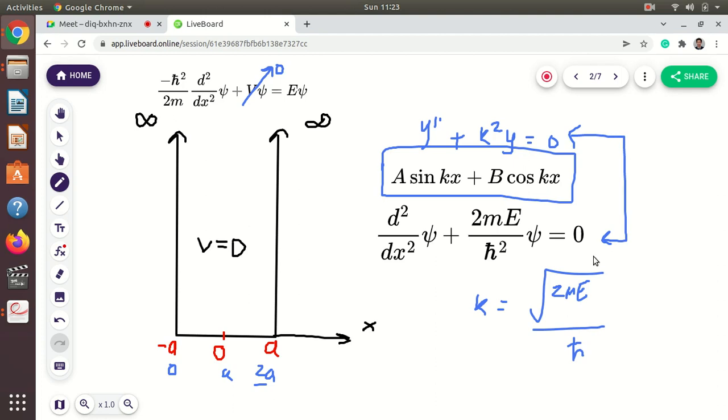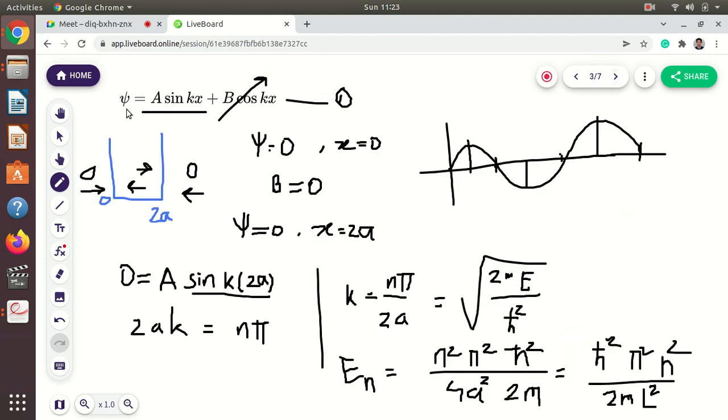By comparison of these two equations we are considering k is equal to the square root of 2mE upon h cross, or k square is 2mE upon h cross square. Then using the same general solution we can use two different ways to solve this. One is the asymmetric way. We consider 0 to 2a as the distance, and in this case we use the boundary conditions: at x equal to 0 psi becomes 0, and at x equal to 2a psi becomes 0.